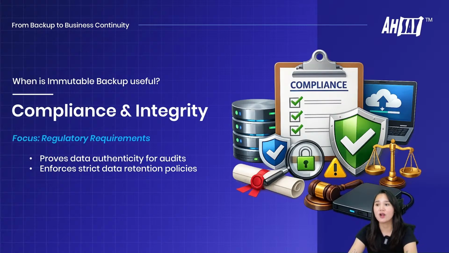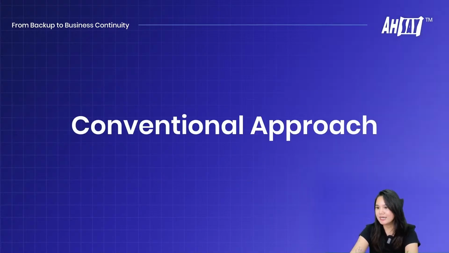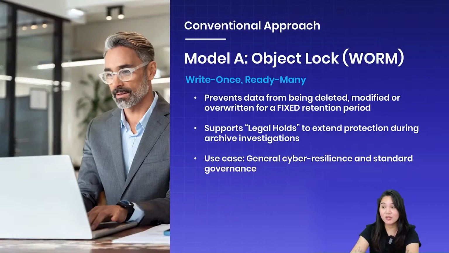So the need is clear. Immutability protects against both external and internal risks, but how is this typically implemented today? Traditionally, most solutions follow two models. These immutable backups offered by our competitors are usually set up using either Model A, Object Lock, or WORM, write once, read many, which locks data for a fixed retention period, good for baseline but quite rigid.